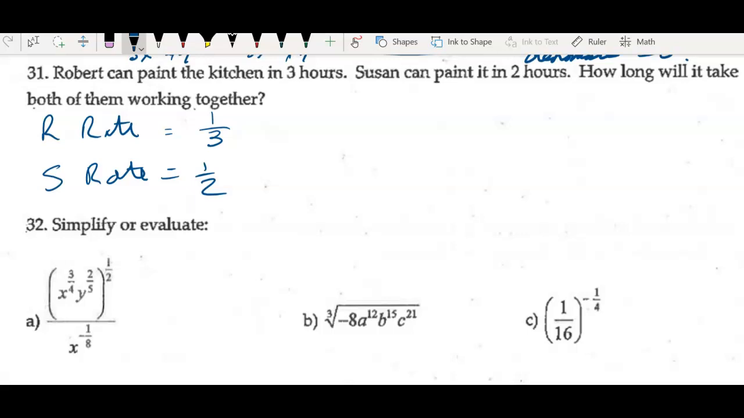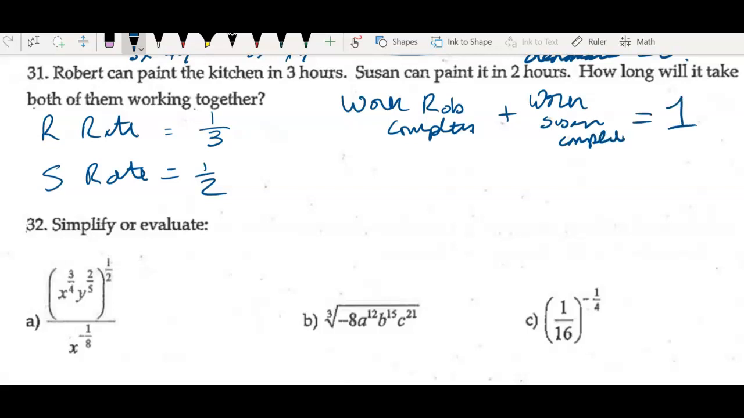So, well, if we take Robert's rate and add it to Susan's, wait, let me redo that. Sorry about that. If we take the amount of work that Robert completes and add it to the work that Susan completes, we equal one whole job. And that's what we want to know. We just want to know how long it will take both of them working together.